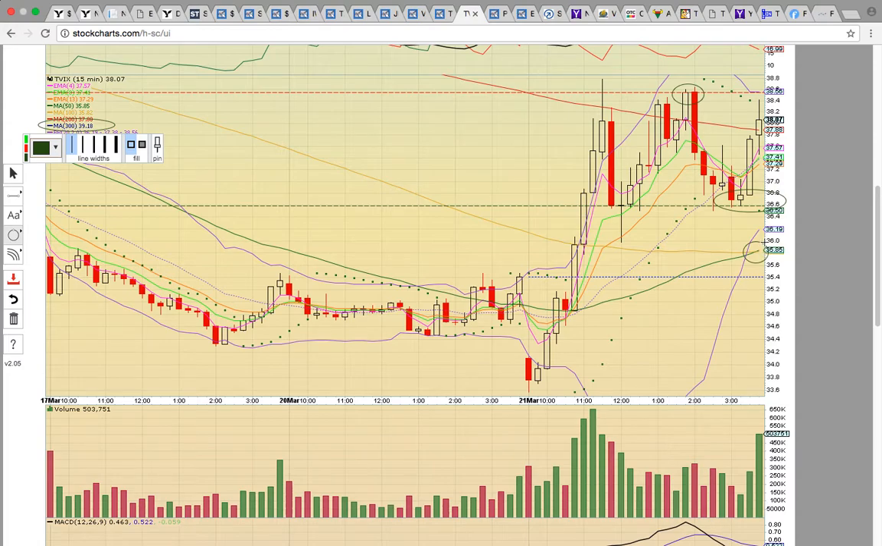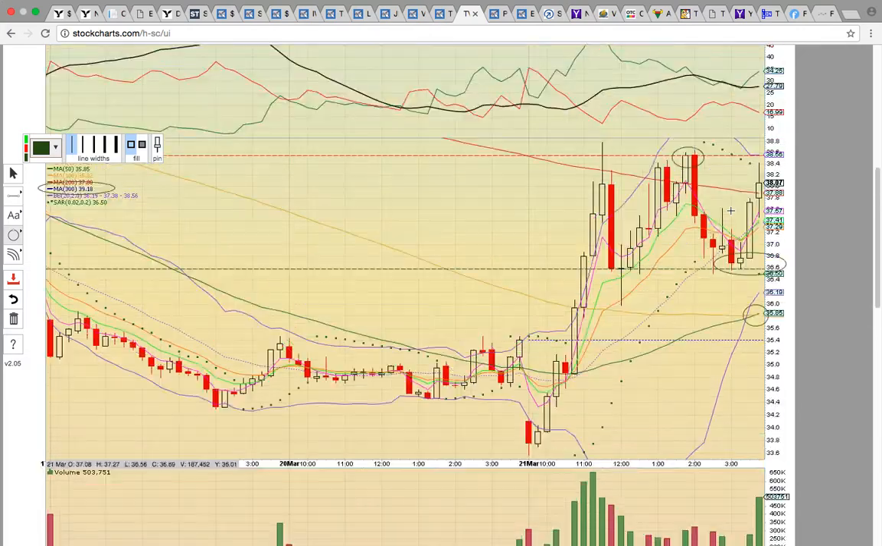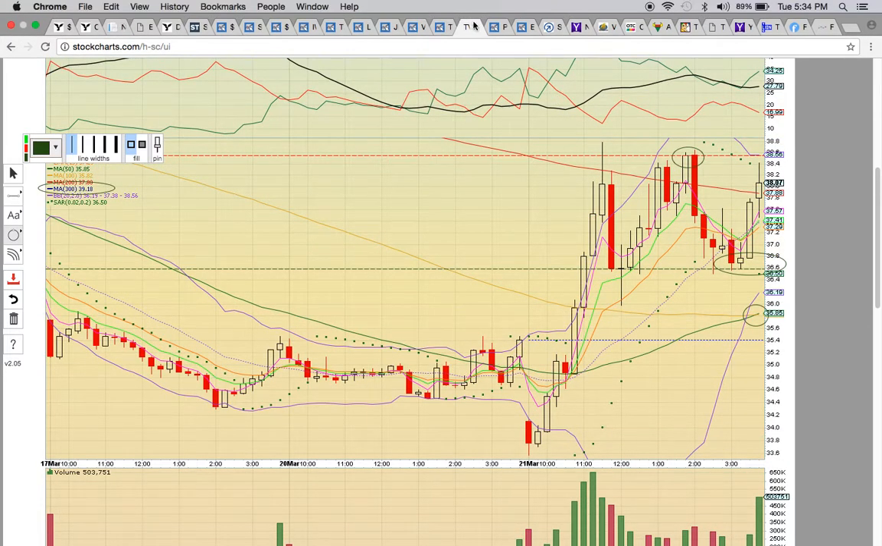Bullish stocks that are heading higher form candles above the middle Bollinger Band and above the 50 simple moving average on the 15-minute chart. So if candles can keep forming above both levels, then the TVIX will be strong.